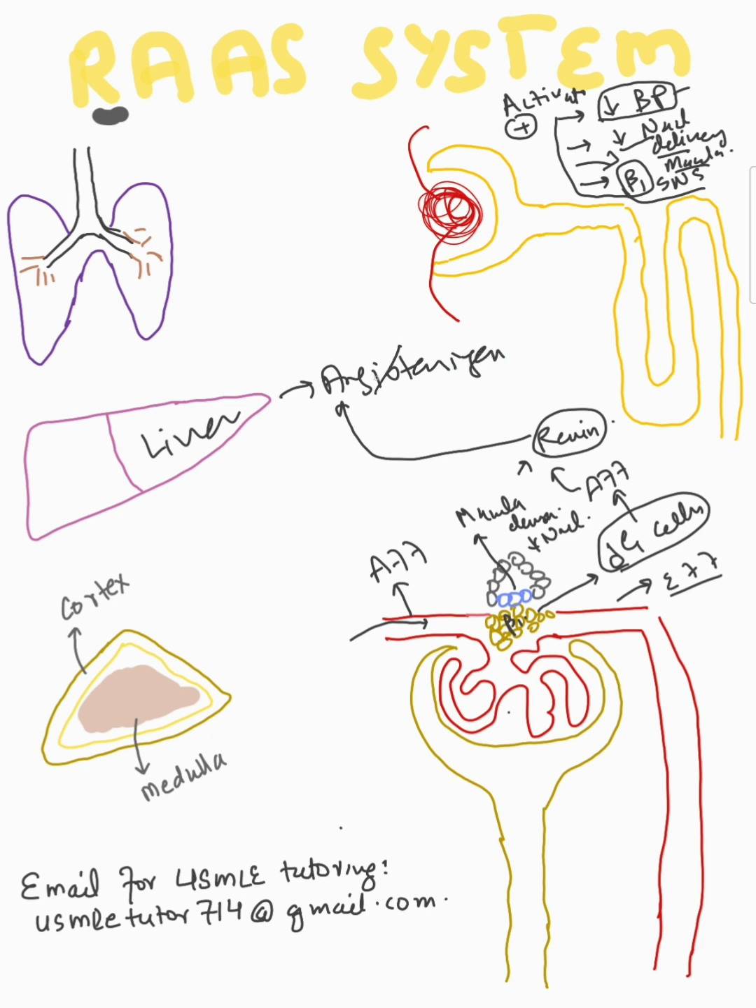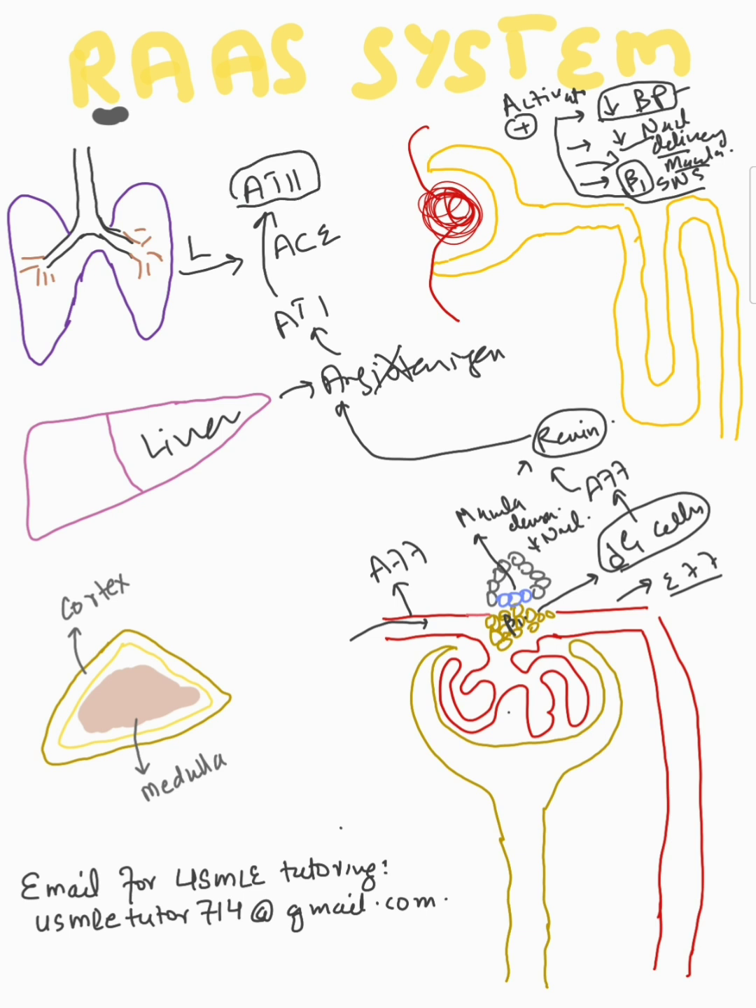Now this angiotensinogen is broken down by the renin to form angiotensin 1. Now this angiotensin 1, in the lungs there's an enzyme called angiotensin converting enzyme. This is going to convert angiotensin 1 to angiotensin 2. And remember, most of the things that occur in the RAAS system are mediated by angiotensin 2. This is the most important part of the RAAS system.